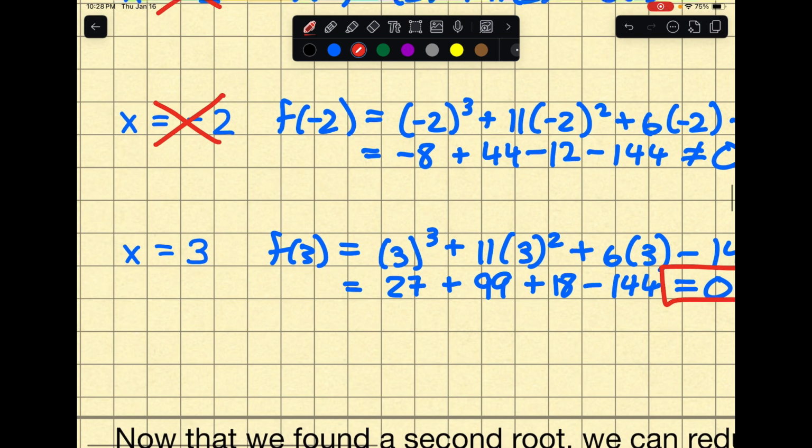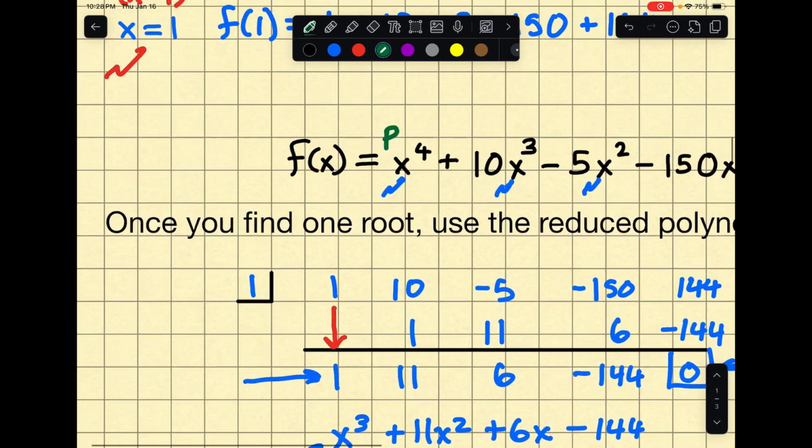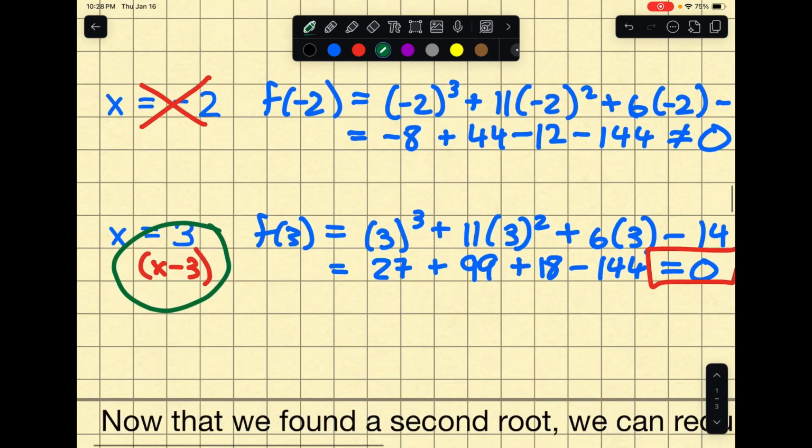That means that x equals 3 is one of our roots, and therefore x minus 3 has to be one of our factors. And so we want to keep track of the factors we found so far. We've now found x minus 3 is one of our factors, and up here we found that x minus 1 is one of our factors. So we have two factors.